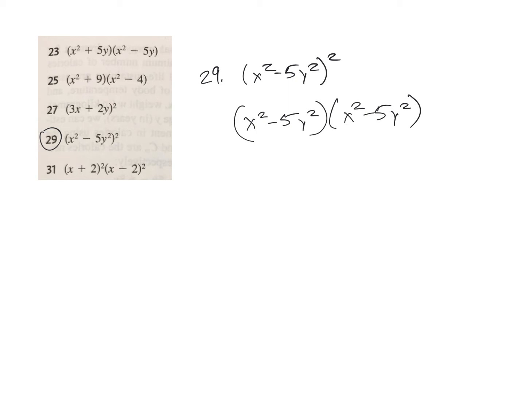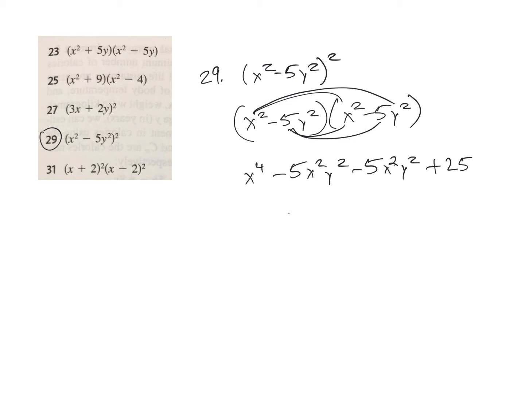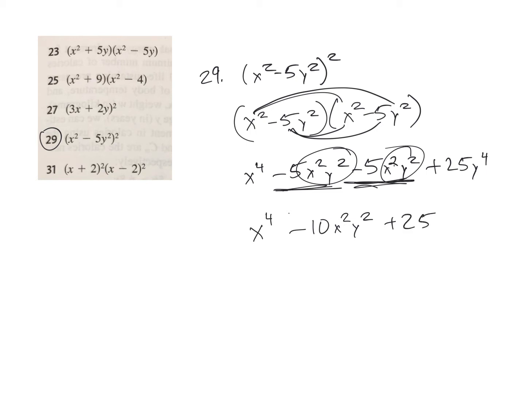So we have 2 of each of the binomials. So let's distribute. It's just work. That's all this is. So this is x to the 4th, that's negative 5x squared y squared, that's negative 5x squared y squared, and that's positive 25y to the 4th. So you have x to the 4th minus 10x squared y squared. When you're adding like terms, the exponents don't change. You're just adding the coefficients. And now you're done. Let's go to the next slide.